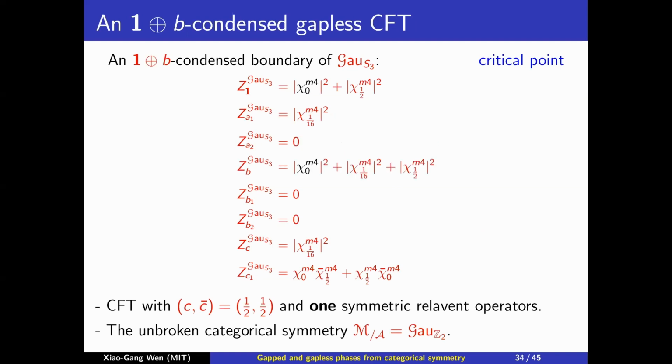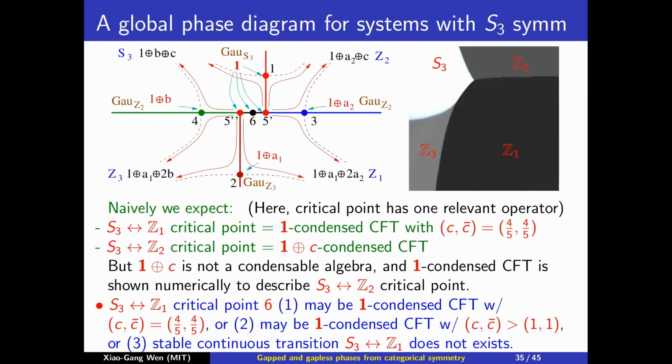We can skip this, those are just similar things. So at the end we get this. We do numerics, and then we see that, yeah, we have the S3 to Z1 transition.